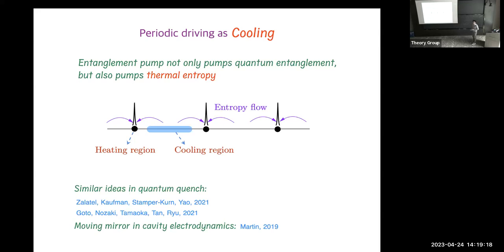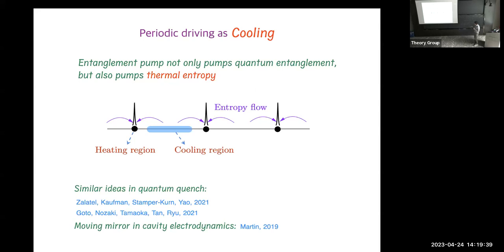Isn't temperature kind of an equilibrium notion? What are we exactly talking about here? Yeah, exactly. So in the next two slides, I will introduce what I mean by studying the temperature in this region. After two slides, I can answer your question.